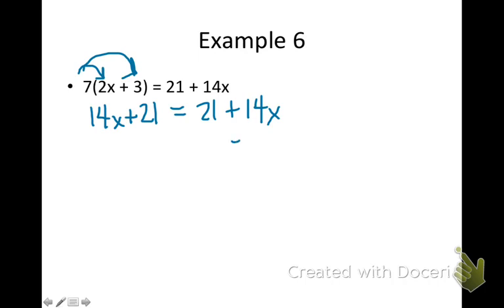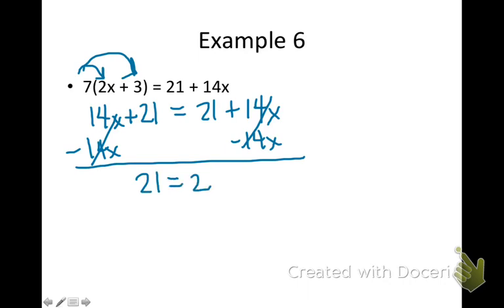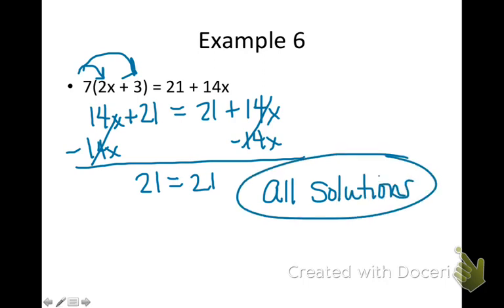So let's try moving the variable to the left. Okay. And this is gone. So 21 equals 21 is obviously true. So every value of x. So the answer here that you would give is all solutions.